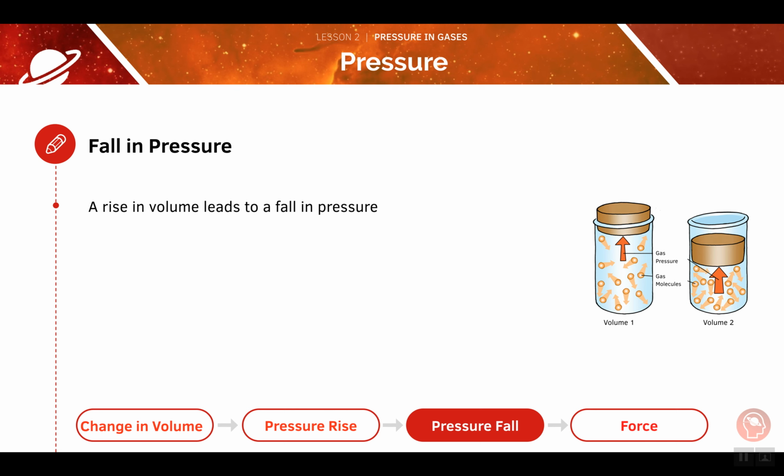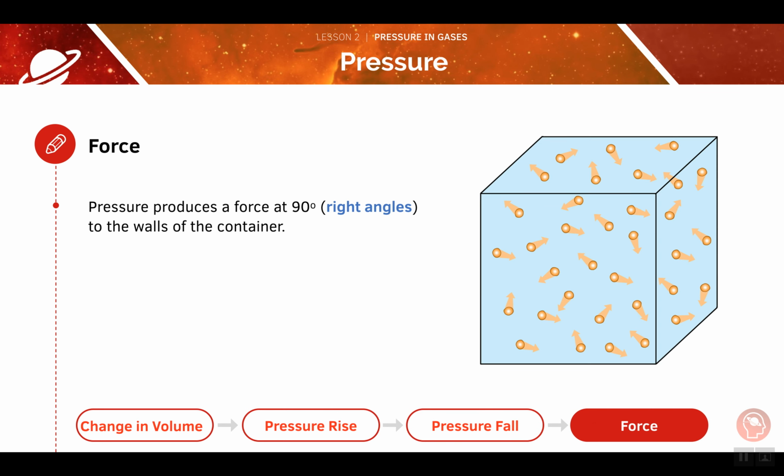The reverse of the previous explanation is true when the size of the container increases. There is more space, so less frequent collisions with the walls of the container, exerting a lower pressure. Pressure produces a force at right angles to the walls of the container, like this.